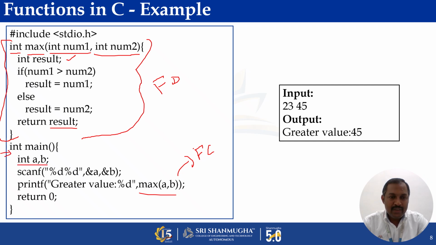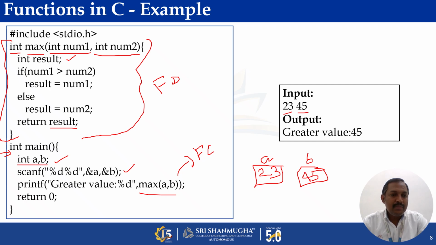For the first line, int a, b. There are two variables we are trying to create, a and b. While executing this line, what will happen? We are creating variables, so memory is going to be allotted to these two variables. Next, the scanf statement, we try to get two inputs from the user, that is two numbers. The first number is stored in a, the second number is stored in b. Assume the user gives 23 and 45 as input. The first value 23 is stored in a, the second value 45 is stored in b.